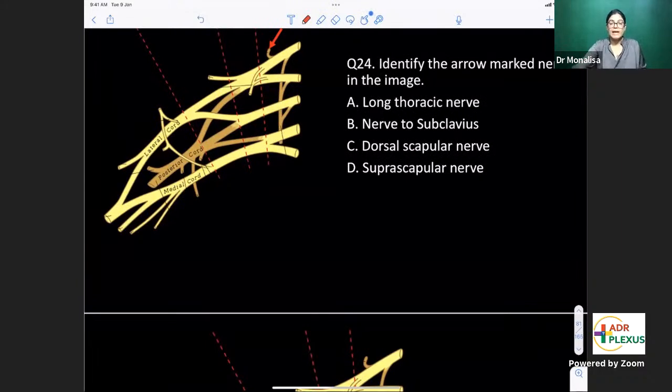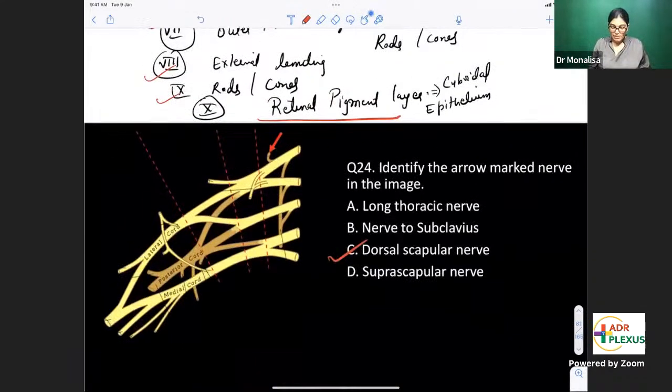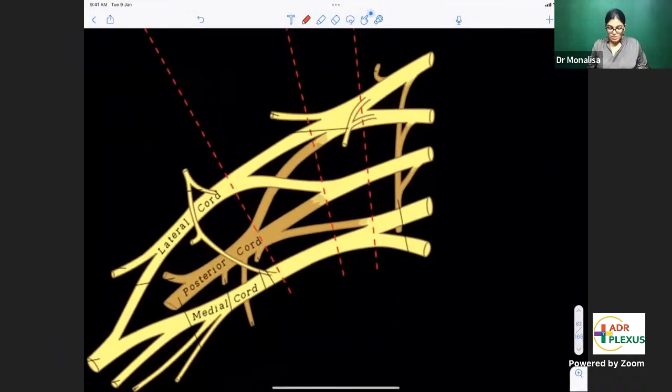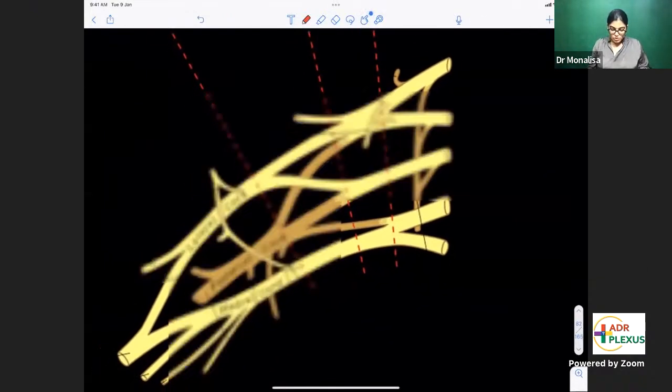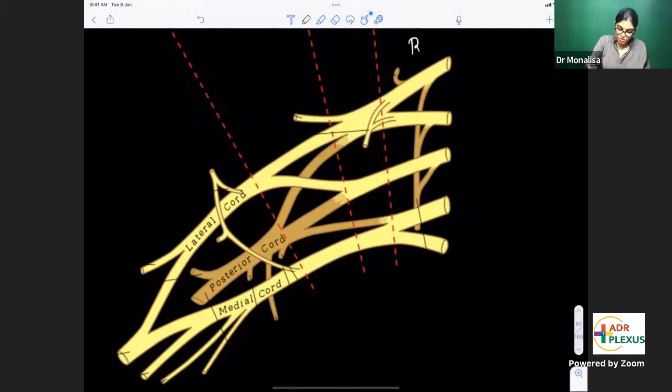So yes, few of the aspirants have given the right answer. Let me just check. C is the answer which is given by the students. Dorsal scapular nerve is definitely the right answer. So this is the image which is provided. Quickly let's identify each one. This part is the root of the brachial plexus. This is the trunk of the brachial plexus. This is the division.